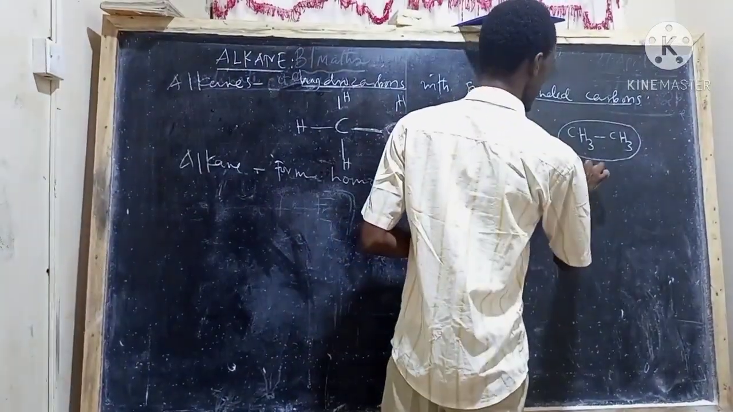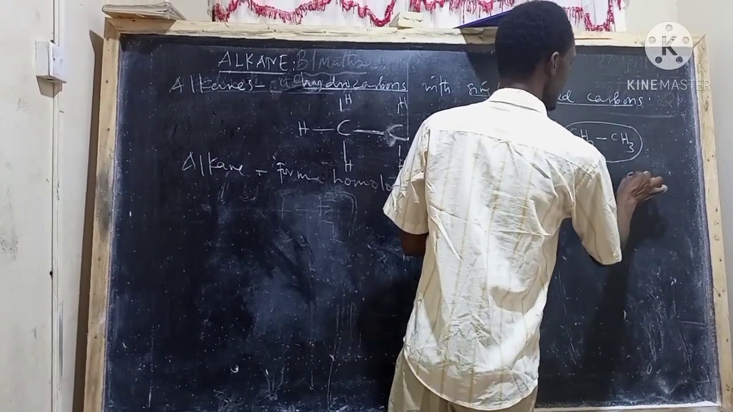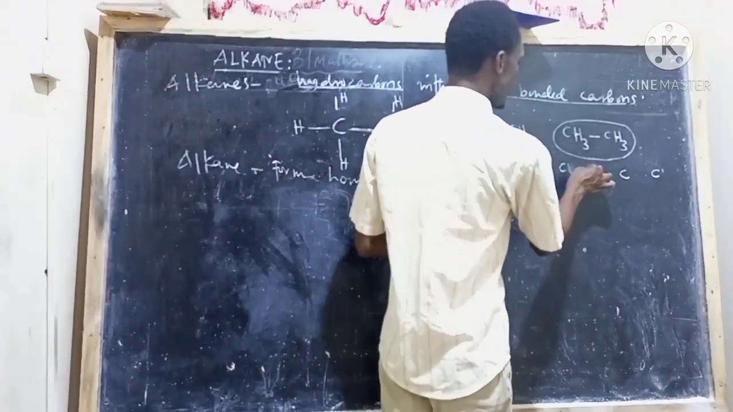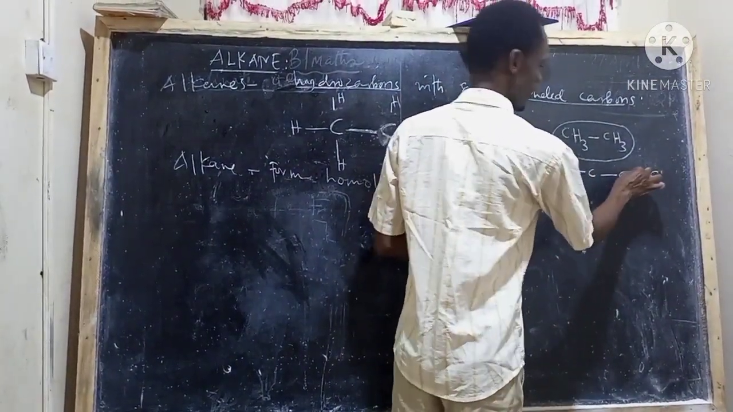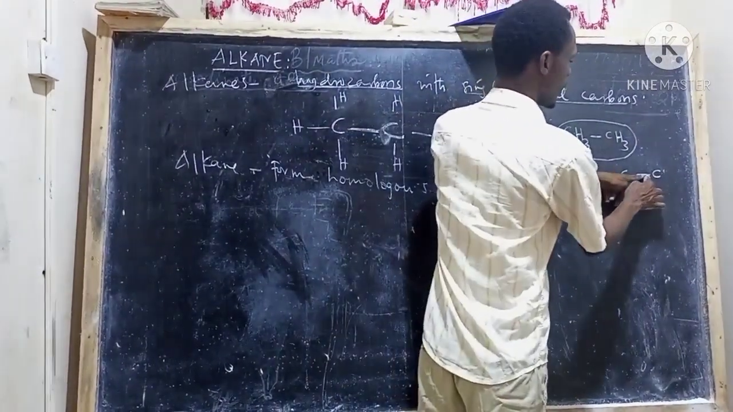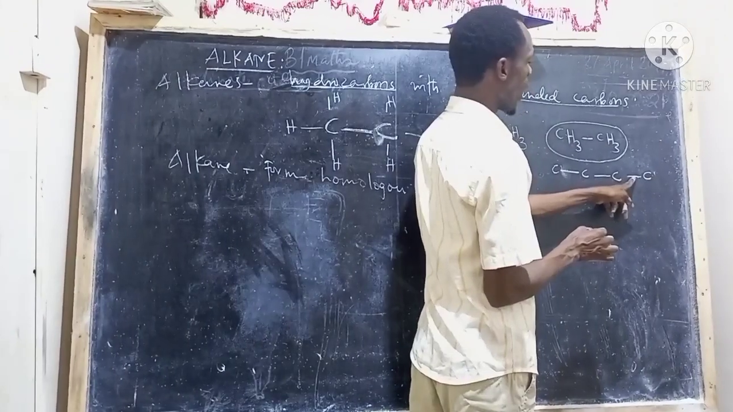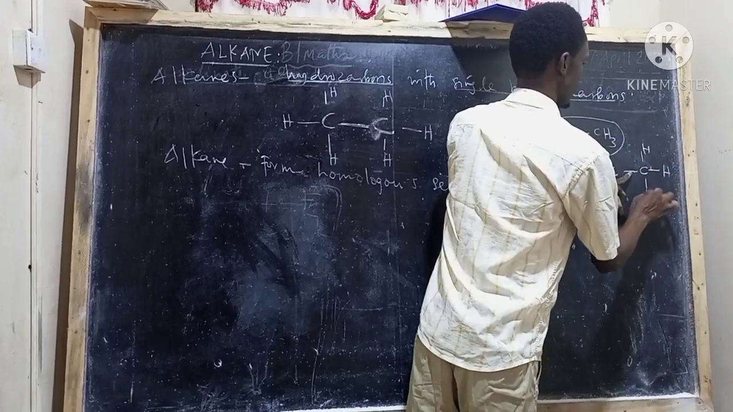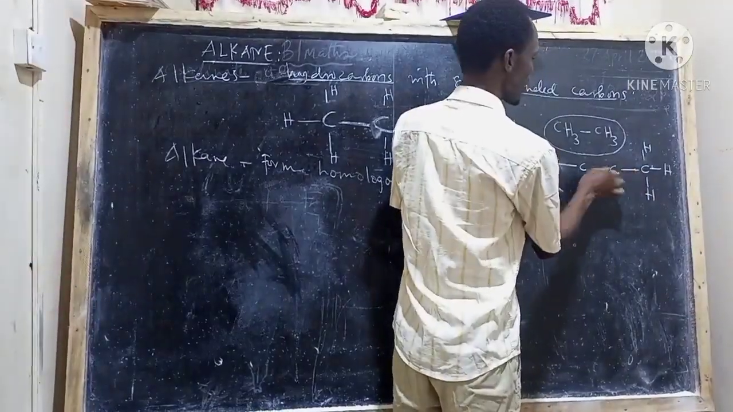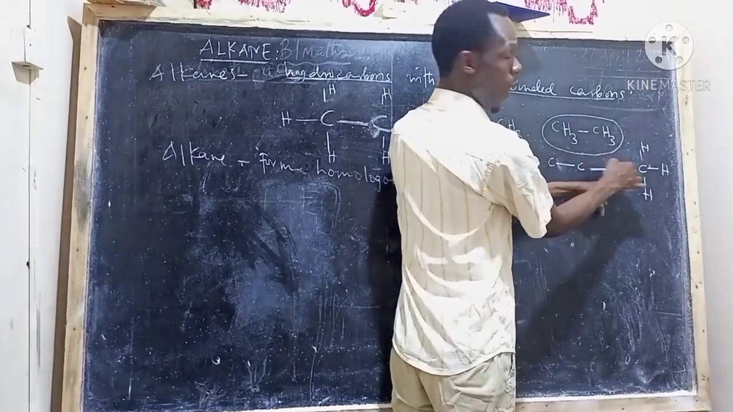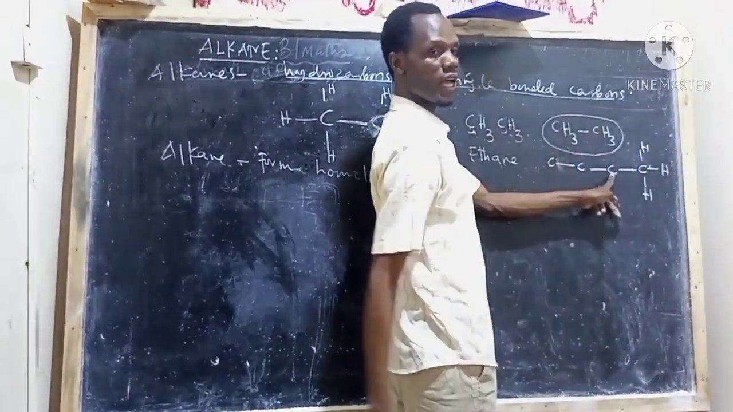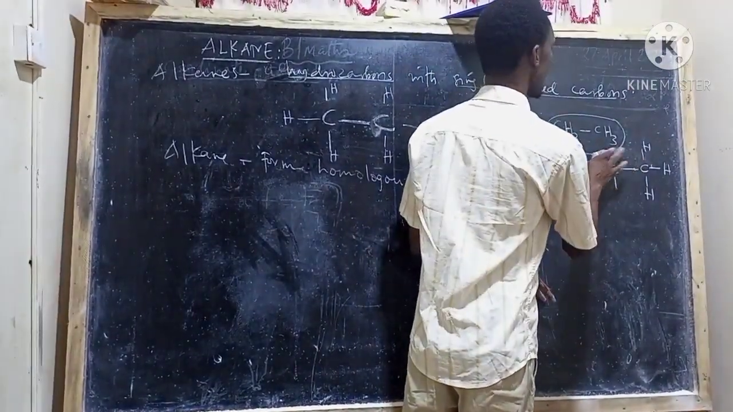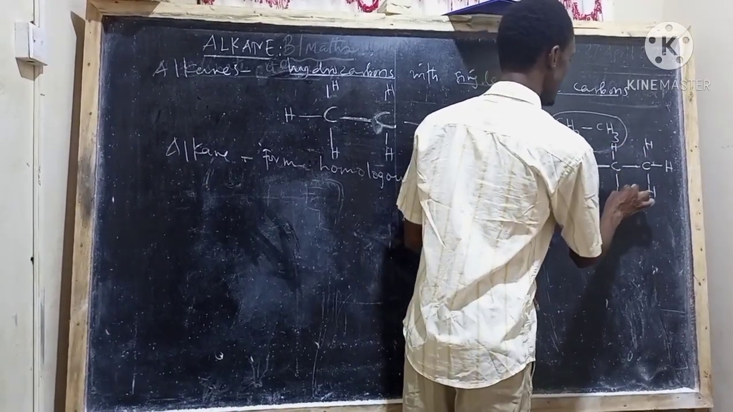But once you have C, you have this one, C. Now we want to form an alkane, we join this carbon atom with single bonds. Then for this one, we have joined with one bond. So we have left with three bonds: hydrogen, hydrogen, hydrogen. But this carbon is joined with two bonds, one bond on one side and the other bond on the other side. If that is the case, we have left with two bonds, to satisfy the condition that carbon is a tetravalent element.